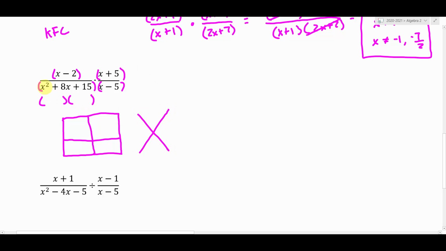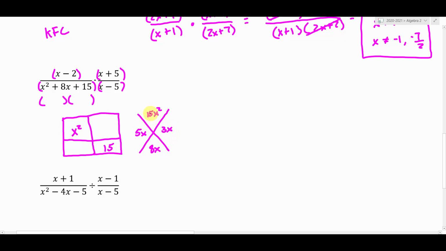Okay, so to factor x squared plus 8x plus 15, we take the x squared term, it goes in the upper left-hand box. The 15 goes in the bottom right. The 8x, or the middle term, goes in the bottom of our diamond. And then we multiply this diagonal to get the top of our diamond. So we do 15 times x squared, which gets me 15x squared. And I'm looking for two numbers that multiply to give me a 15 and add to give me an 8. That's going to be 5x and 3x.